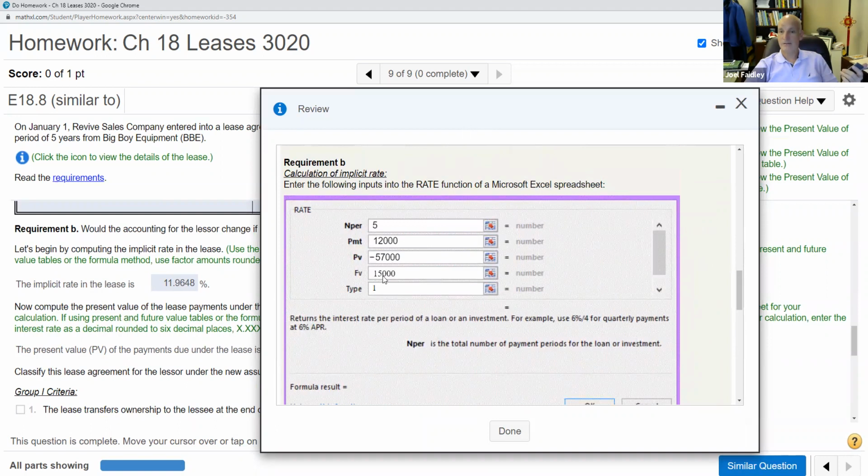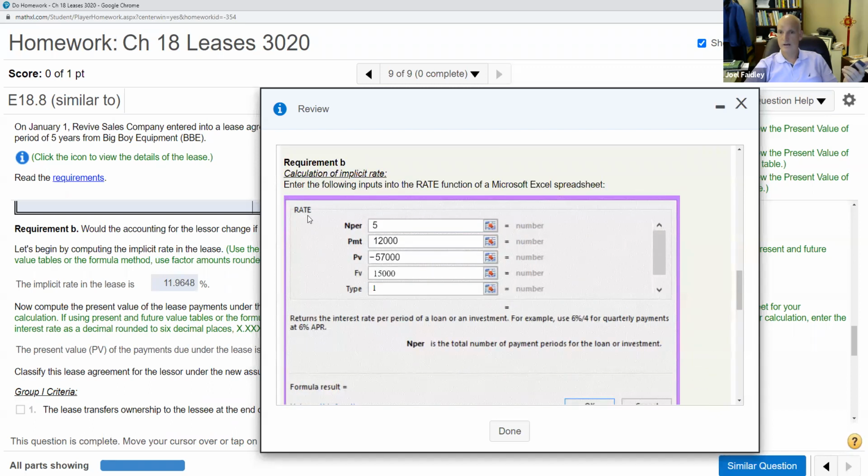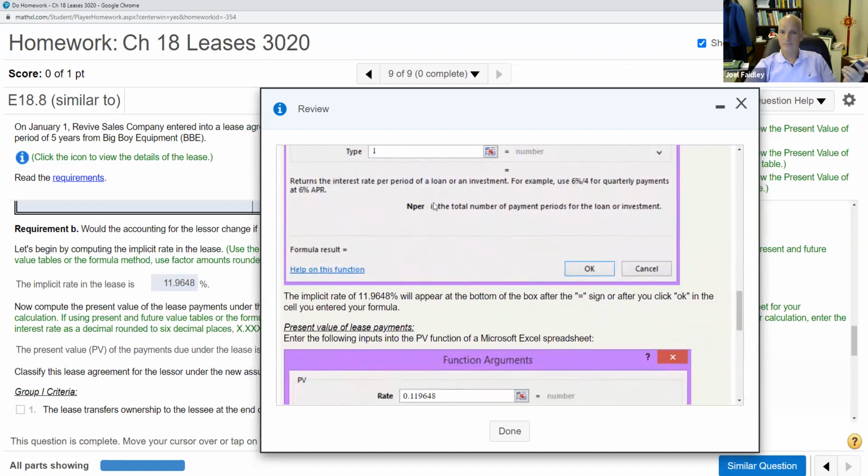But we got this $15,000 at the end. It's future value, don't we? Make sure you get the signs in there right, or you'll get the wrong answer. It didn't make that much difference in bonds payable, but here it does. All right, so again, one is for annuity due, and that tells us that using this rate function in Excel gives us 11.9648. That's the implicit rate.